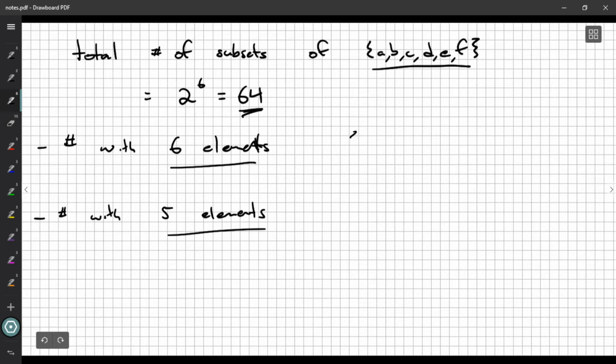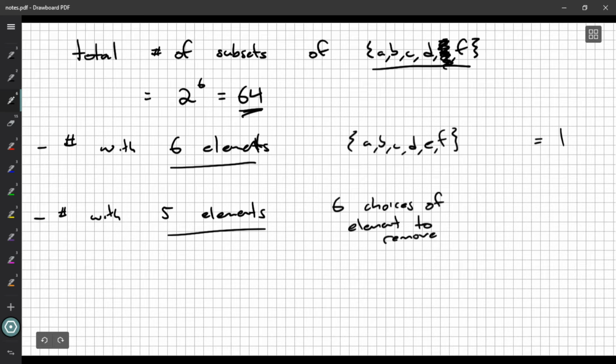Now, there's only one set that has all 6 of those elements, and that's if you took A, B, C, D, E, F as the subset of A, B, C, D, E, F. So there's one of those. How about 5 elements? Well, in order to get a 5-element subset, I have to remove one of the elements. One of the 6 goes away, you're left with just 5. I've got 6 choices of element to remove in order to make a 5-element subset. So there's 6 of them.